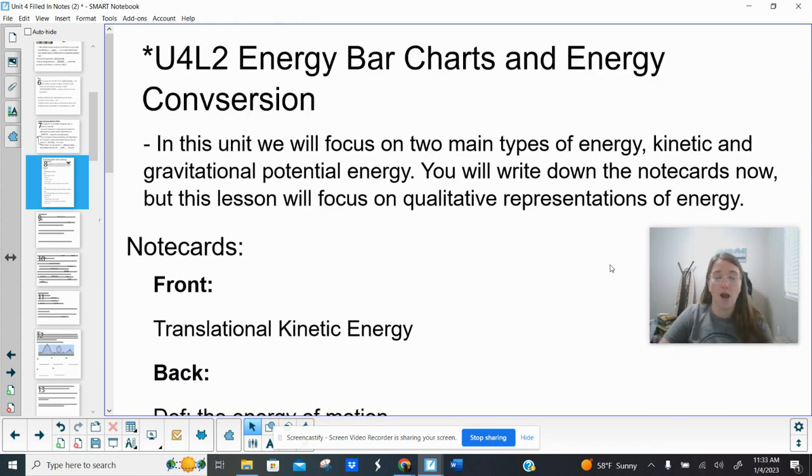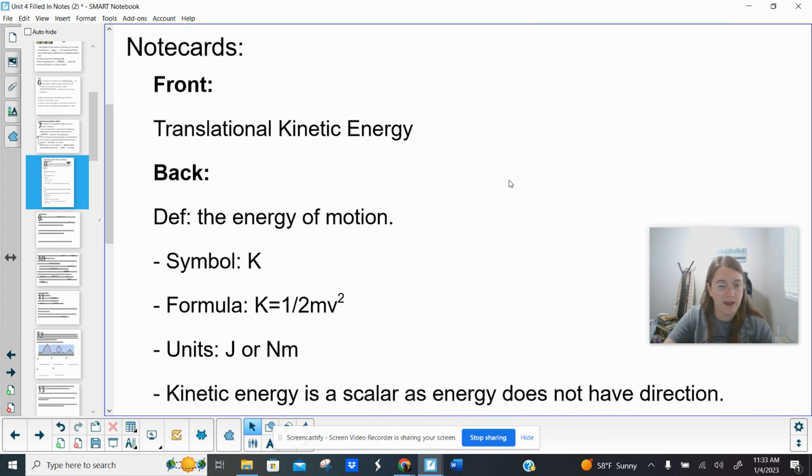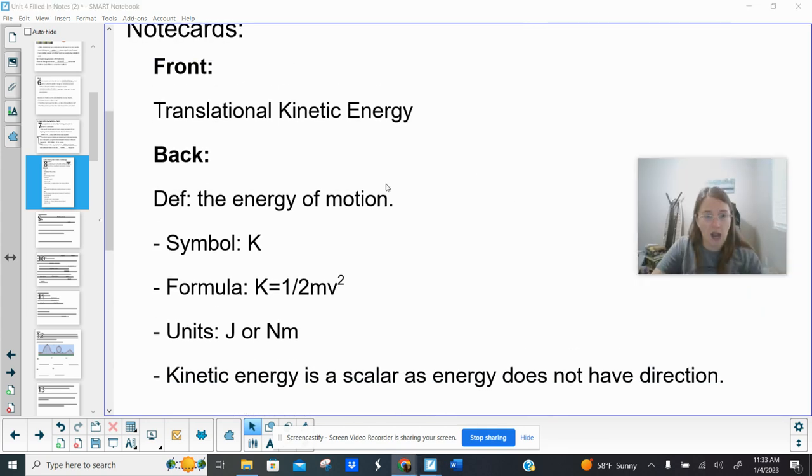So these are the 2 main types of energy that we're talking about: kinetic and gravitational potential energy. Very often I'm just going to say potential energy, but it really is gravitational. The potential to have energy due to gravity. So go ahead and pause the video here. You're going to copy this note card and then click continue when you're ready, and then you can scroll down and copy the next one.